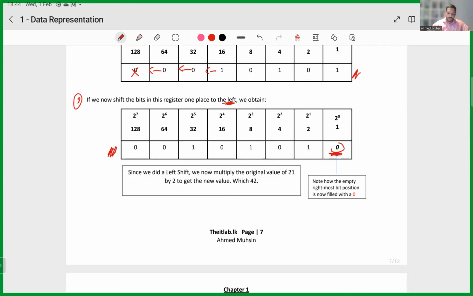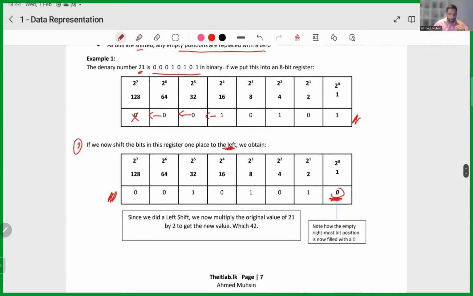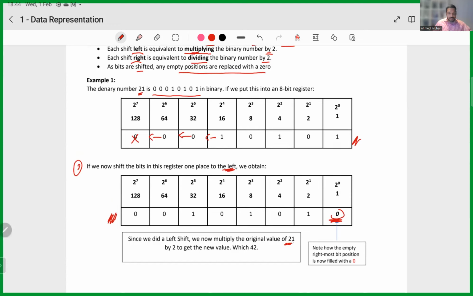Now if you recall, at the beginning I told you, each time we shift to the left, we have to multiply by 2. In this example, we have shifted left only once, which means we need to multiply by 2. Originally we had a value of 21. Now that we shifted it left once, we multiply it by 2. So 21 times 2 is equal to 42. If you convert these binary values into decimal, you would get the value 42. So this is how a left shift works. I hope it makes sense to you.